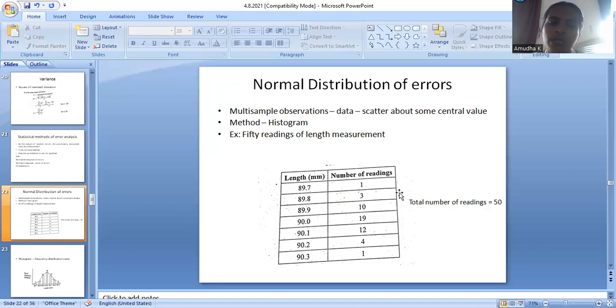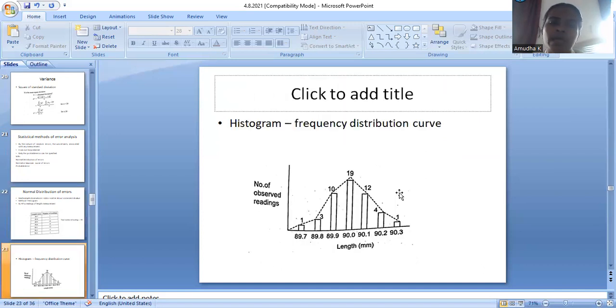Out of 50, one reading is 89.7, three readings are the same value 89.8, 10 readings are 89.9, 19 readings are 90, 12 readings are 90.1, 4 readings are 90.2, and only one reading is 90.3. Now we can plot this histogram, a frequency distribution curve. A histogram shows how many times one particular sample occurs. So that is analyzed by a histogram.